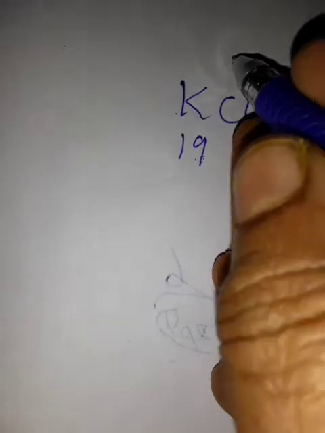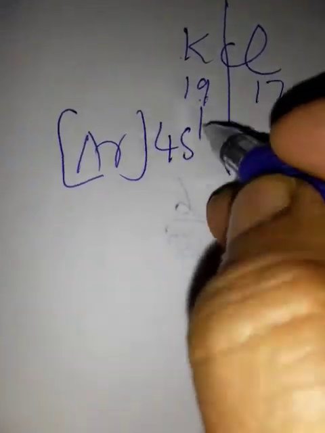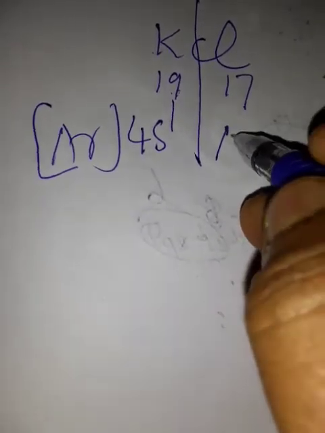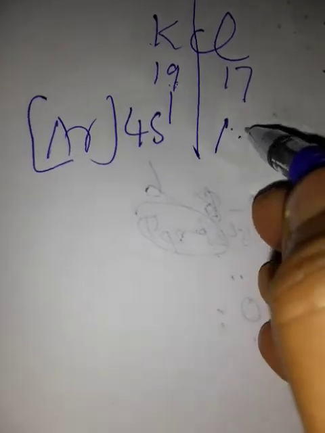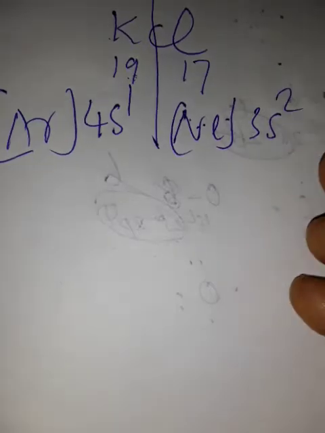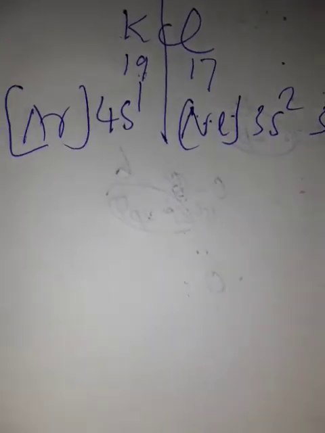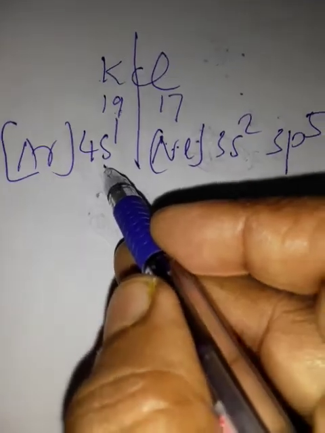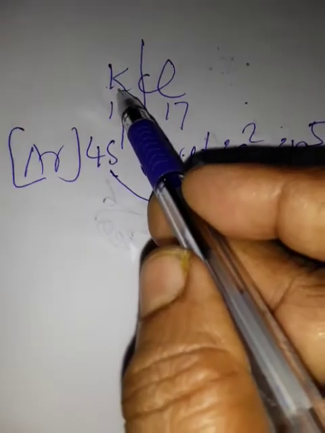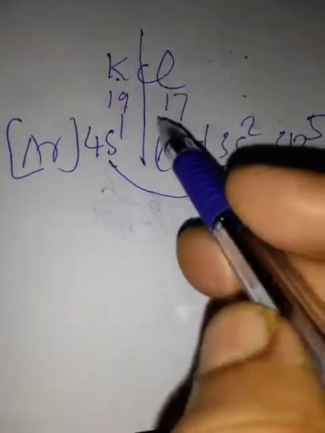So here for potassium, the argon configuration, 4s1. Here chlorine: 1s2, 2s2, 2p6, 3s2, 3p5. Neon configuration, 3s2, 3p5. So here this 4s1 electron transfers to here. So this is the least electronegative. This is the more electronegative.